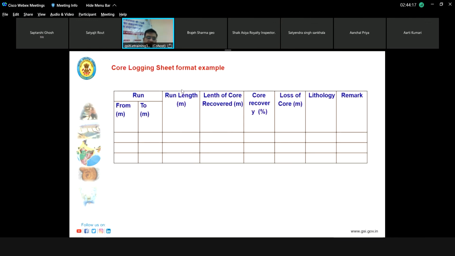And this is a common sheet for your core logging. Then we can see from which meter depth to which depth, then run length, then core length, core recovered percentage, loss of core, then lithology, then remarks. You can also modify it on your own.